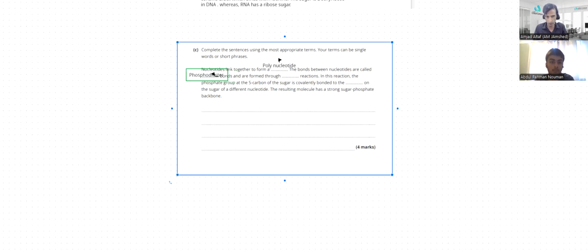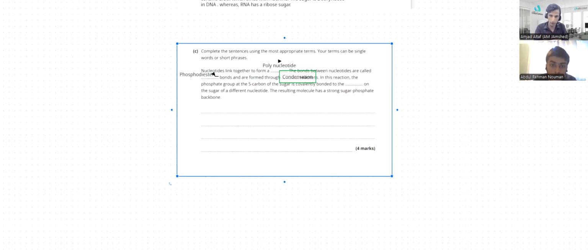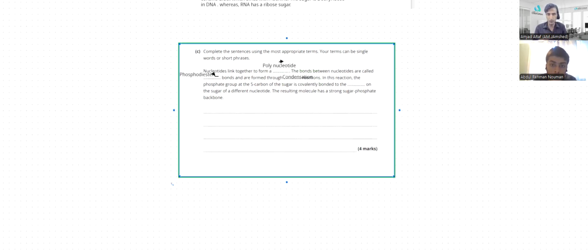Phosphodiester. Are you writing this one? Phosphodiester bonds are formed through a dash reaction. Which reaction? There are two types of reactions: condensation reaction, and the second is hydrolysis. Once you are going to break all that, you are using water. So in condensation, is the water removed? The water molecule is removed during the process of phosphodiester formation.